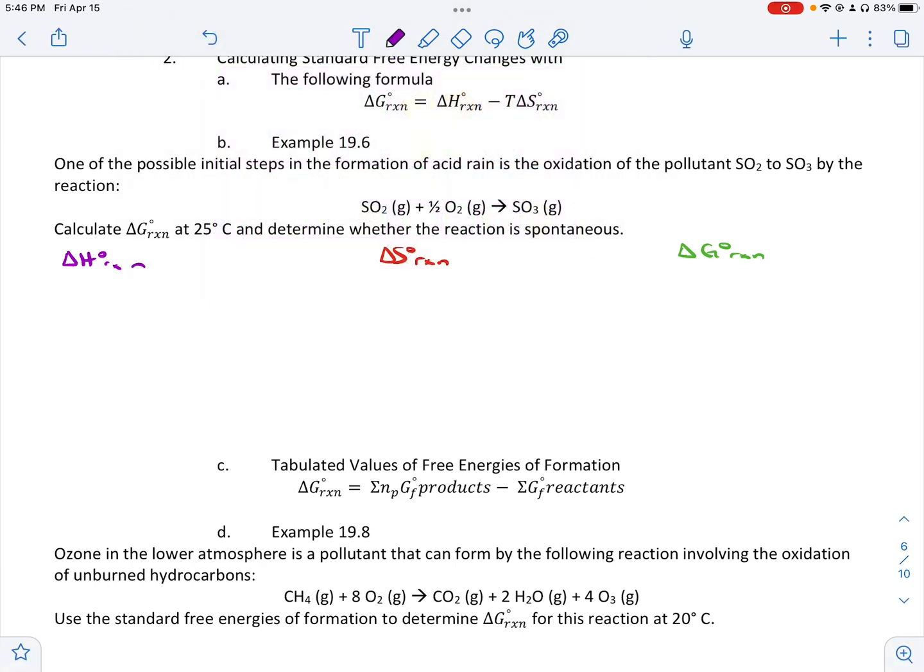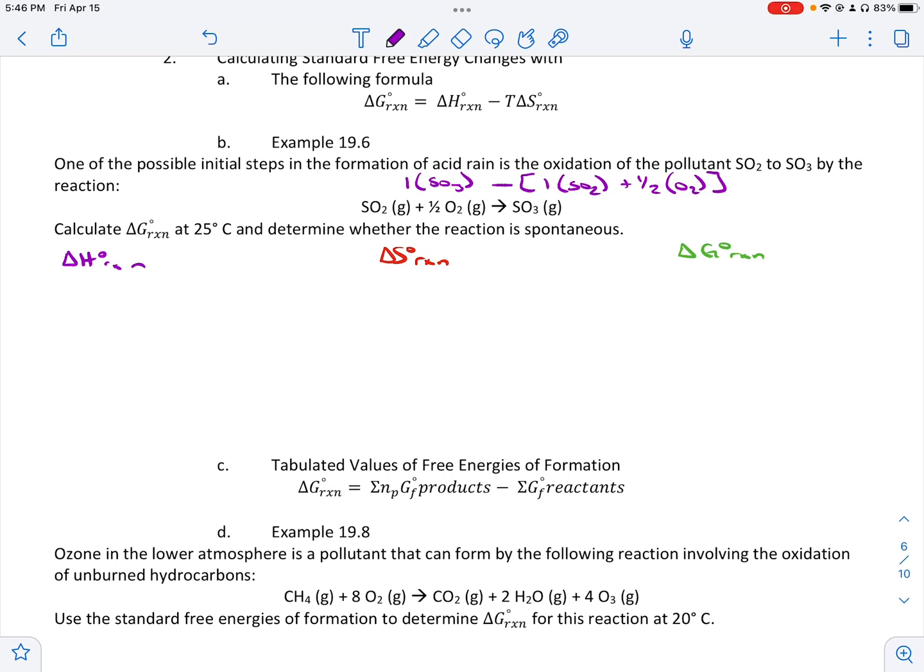So let's start with delta H reaction. Remember, we're going to take products minus reactants. So let's just look at that up here. Whether it be delta H or delta S, we're going to take 1 times whatever SO3 is, minus 1 times whatever SO2 is, plus 1/2 of whatever O2 is as well. And that's going to be how we find both of them. So let's do that for delta H.